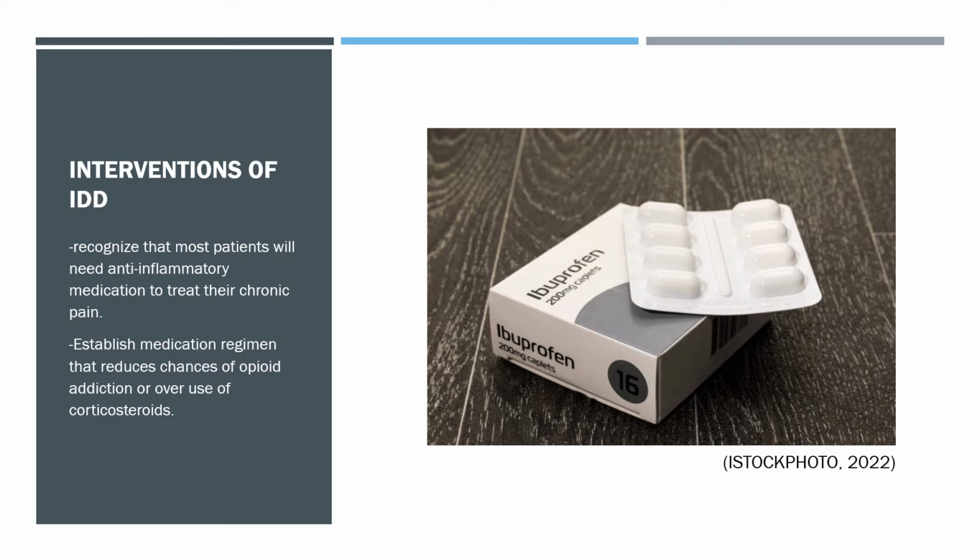Interventions for this would be to recognize that patients may need anti-inflammatory medications to treat their chronic pain. This will reduce the pain by reducing the inflammation around the spine or region that is affected. We also want to make sure that they establish a medication regimen that reduces the chances of opioid addiction or the overuse of corticosteroids.